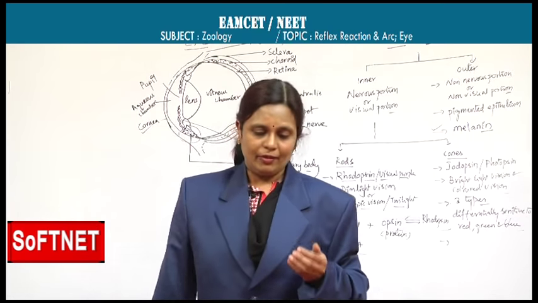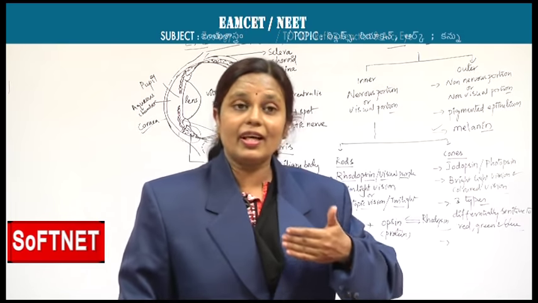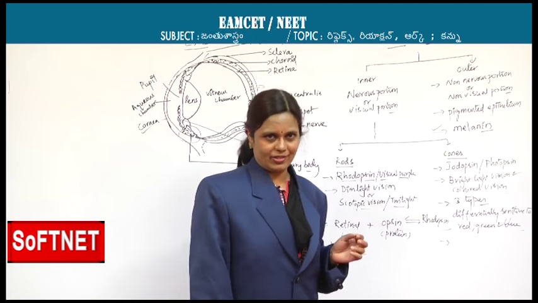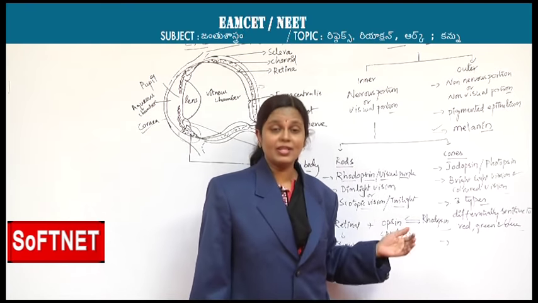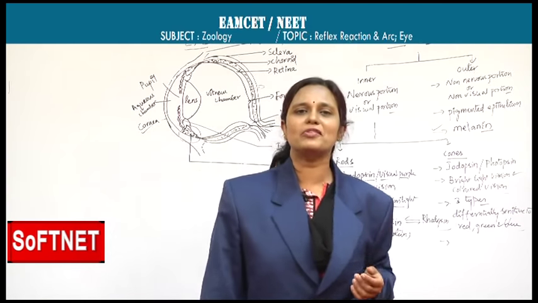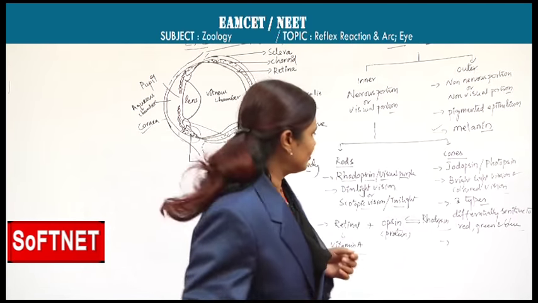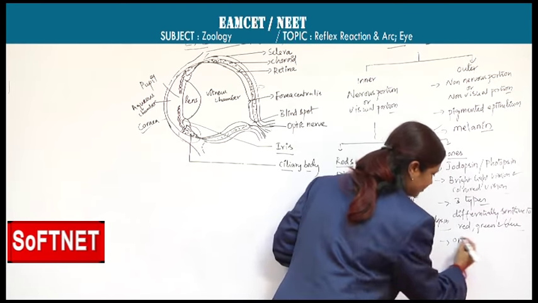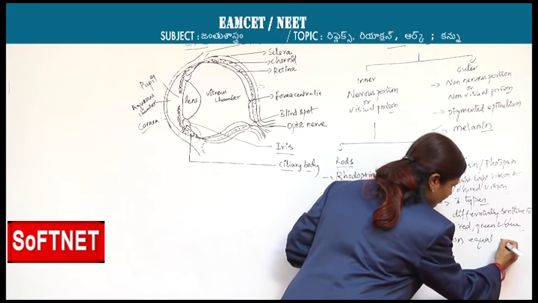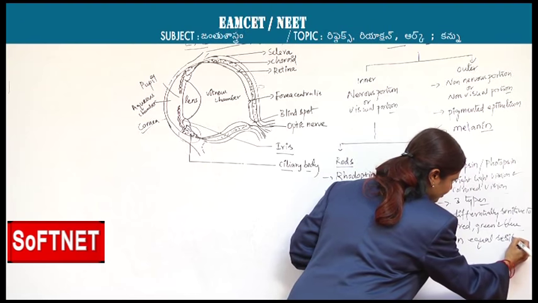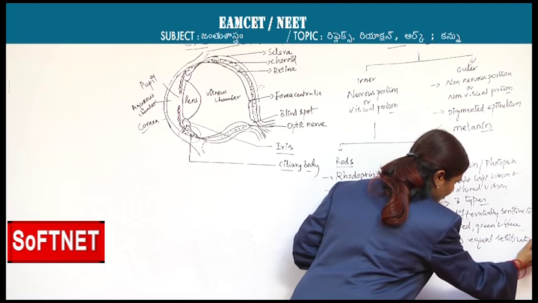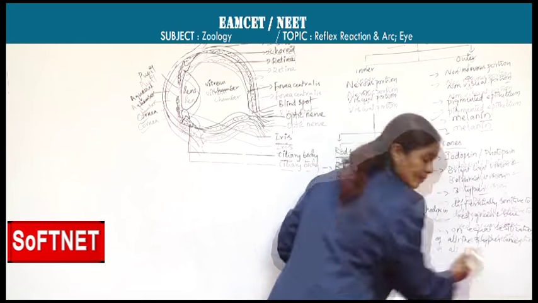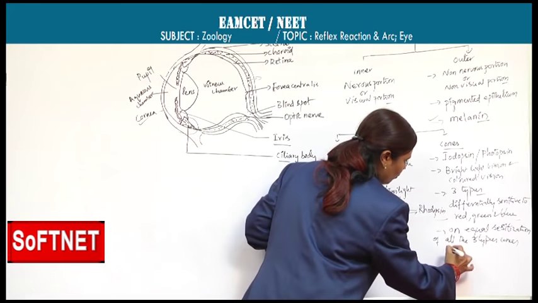Next, we said they are differentially sensitive to 3 different colors. Suppose they are equally sensitized. When all the 3 classes of cones are equally sensitized, then the image formed is white in color. This is called the trichromacy concept. On equal sensitization of all the 3 types of cones, the image formed is white in color.